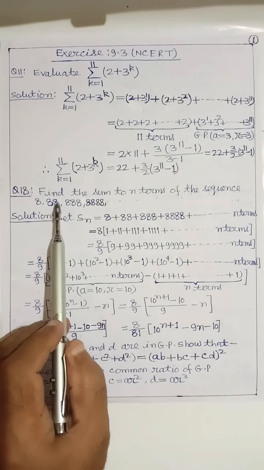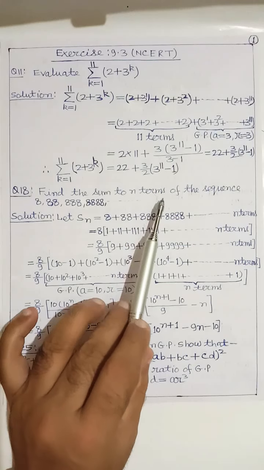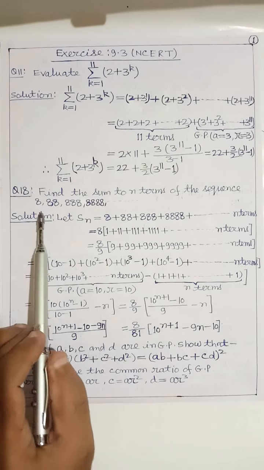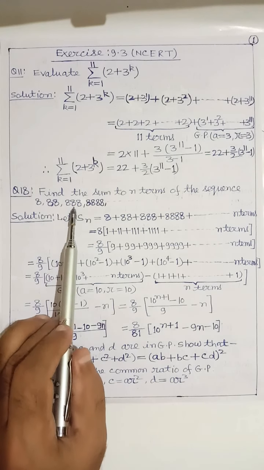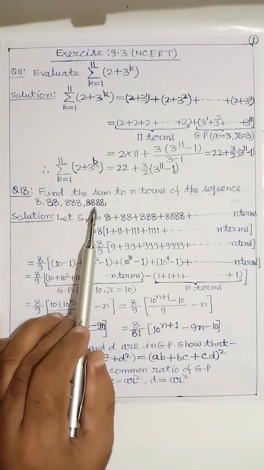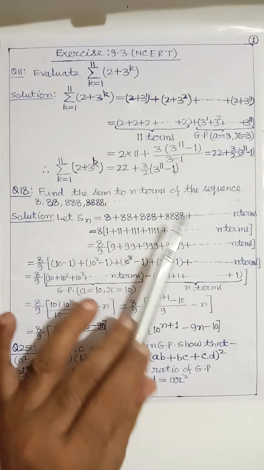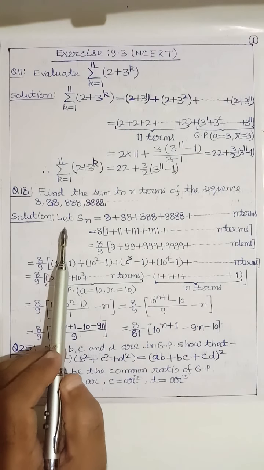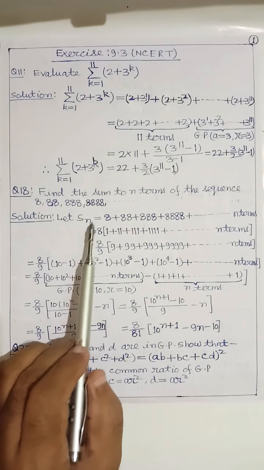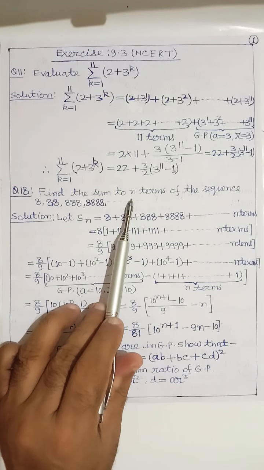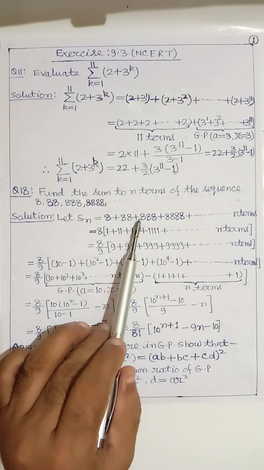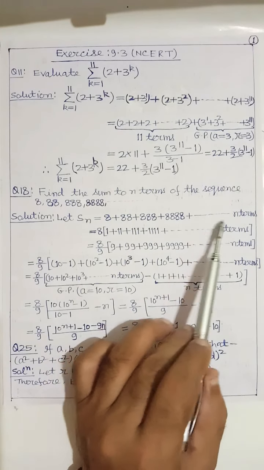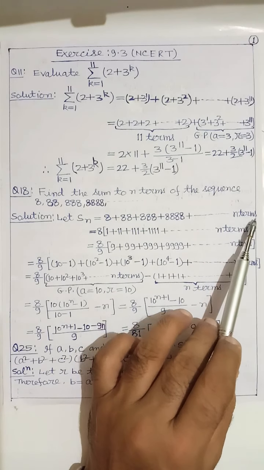Question number 18: find the sum of n terms of the sequence 8, 88, 888, 8888 and so on. To find the solution, here we find the sum of n terms. So Sn is equal to 8 plus 88 plus and so on up to n terms.